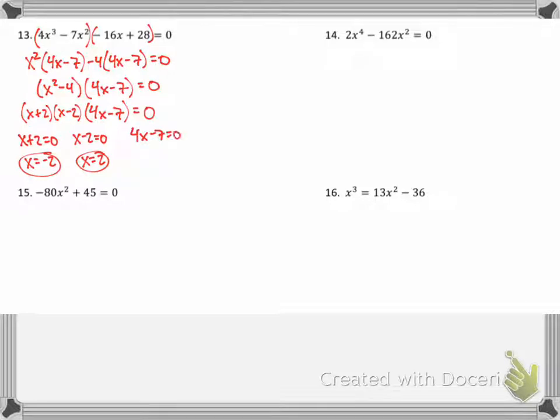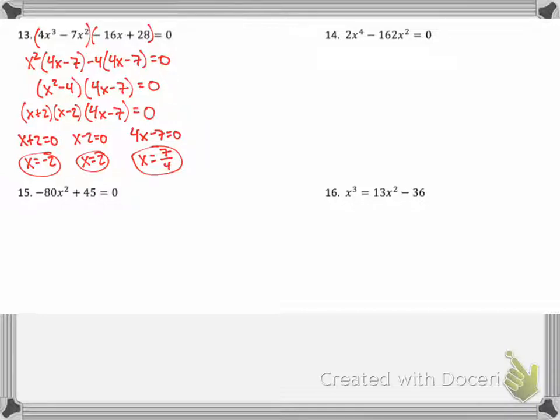And the third factor, add 7 divided by 4, I get x equals 7/4. If you get an answer that's a fraction, you can leave it as a fraction, you can write it as a decimal, I don't care, as long as it's right. But there's your 3 answers, x equals negative 2, x equals 2, and x equals 7/4.